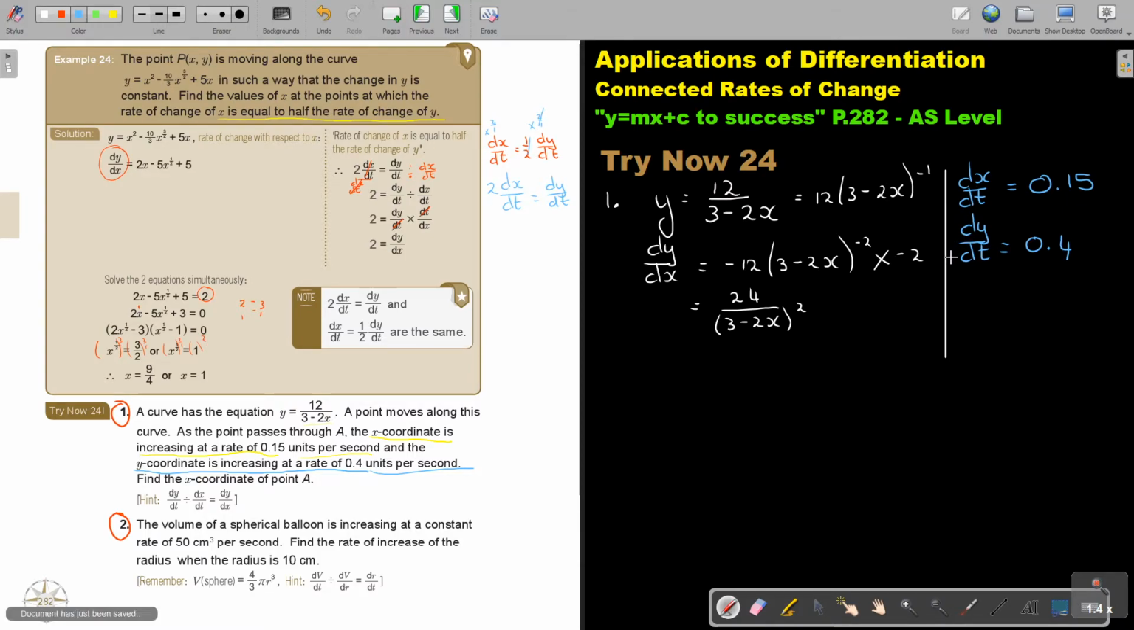So if I want to find an expression, I'm going to again take this one, and there I gave you the hint. Because I want to cancel the dt, it's actually going to be dx dt divided by dy by dt, because that will give you dx dt multiply dt dy. And that will then cancel.